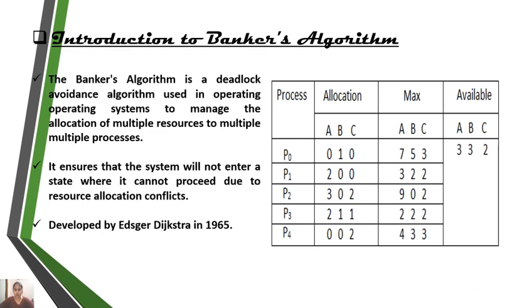Introduction to Banker's algorithm. The Banker's algorithm is a deadlock avoidance algorithm used in operating systems to manage the allocation of multiple resources to multiple processes. It ensures the system will not enter a state where it cannot proceed due to resource allocation conflicts. Developed by E.W. Dijkstra in 1965.